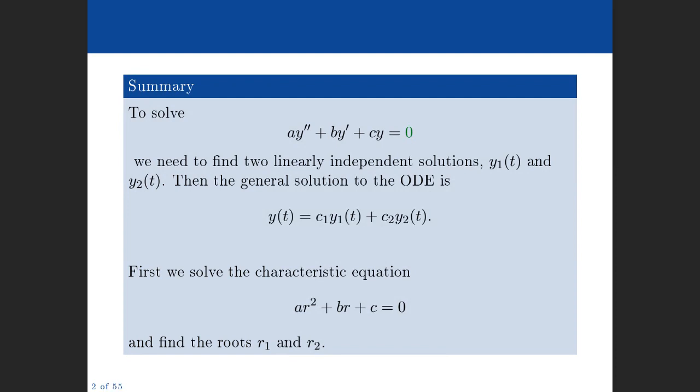The first thing we do is we solve the characteristic equation. What we do is we take the differential equation and we're going to copy the same numbers. So if the numbers are a, b, and c in the differential equation, our characteristic equation will have the same numbers, a, b, and c. Instead of y double prime, we'll have r squared. Instead of y prime, we'll have r. Instead of y, we'll have 1. Let's suppose we've solved this characteristic equation. We've found the roots r1 and r2.